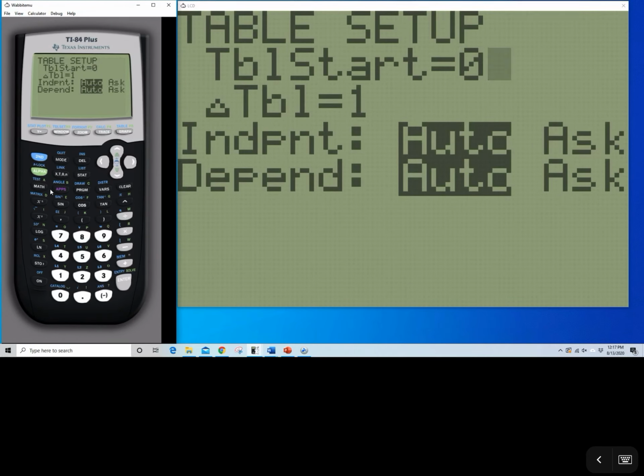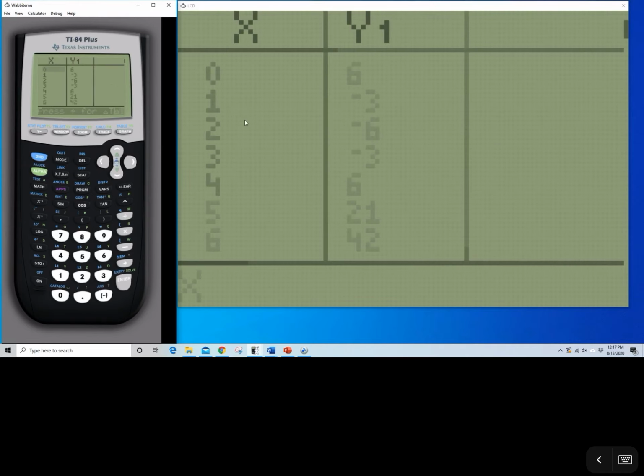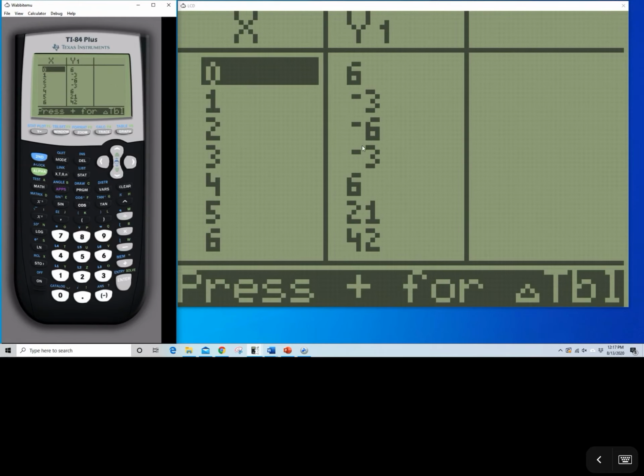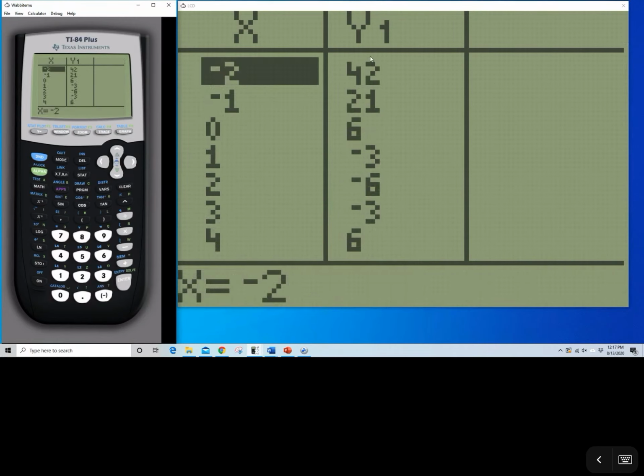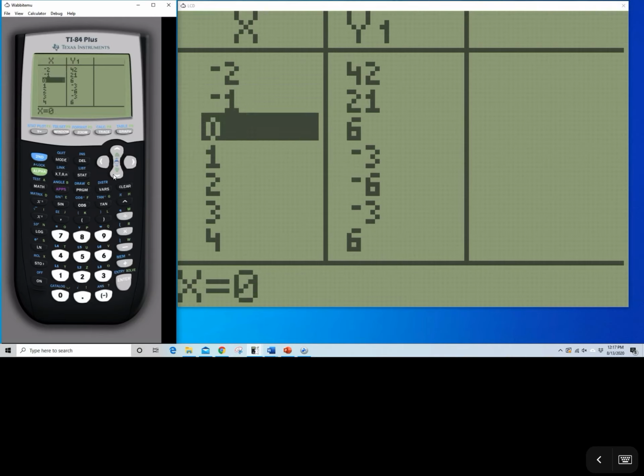Okay, what I'd like for you to do, though, is go into the table. If you would, go into table setup first. Make sure that we're starting our table out at an x value of 0. Then go into the table by pressing second and the graph button. And what you have here is all kinds of points that lie on this parabola. Now, you can scroll up or scroll down to get some different points, but you'll notice how my y values are starting to get really large.